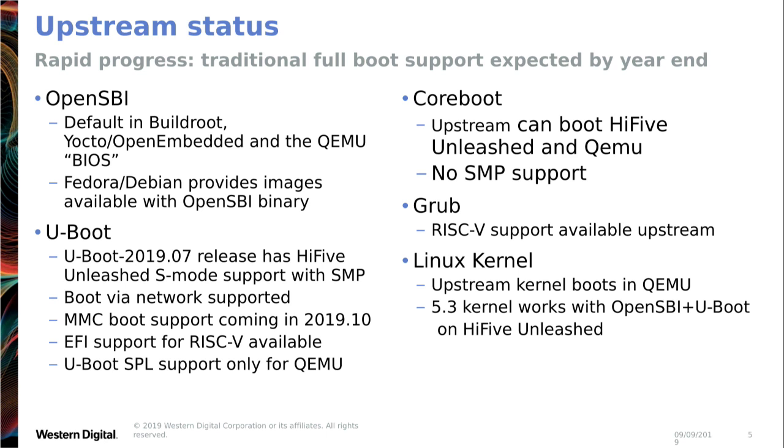Then next is coreboot. That can boot on HiFive Unleashed as well. It's upstream. If you go to GitHub coreboot, you can boot Unleashed. But they don't have SMP support, so you can get only one core coming up. Then GRUB support is also available upstream.